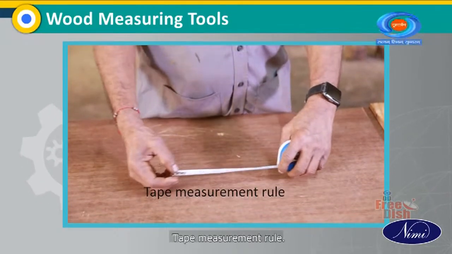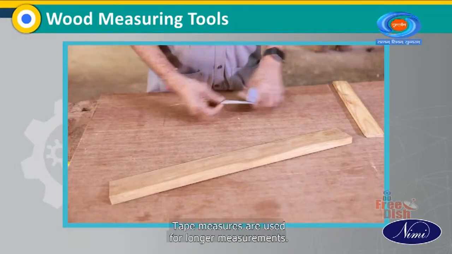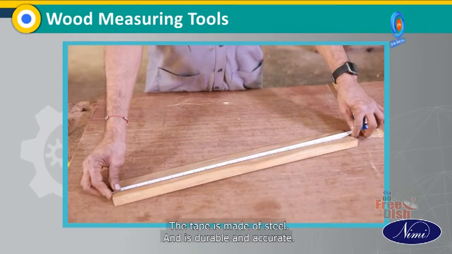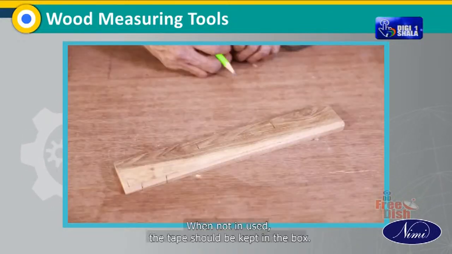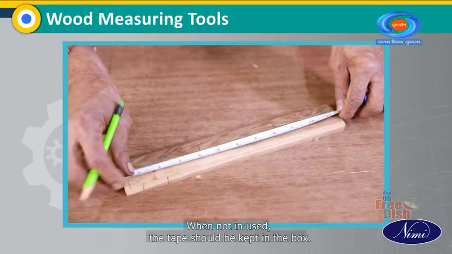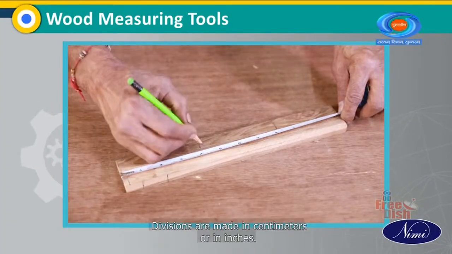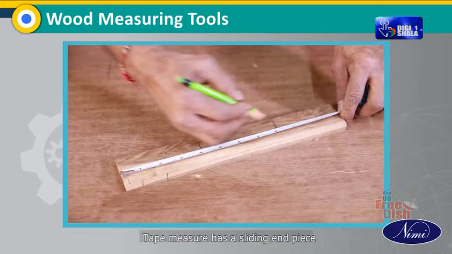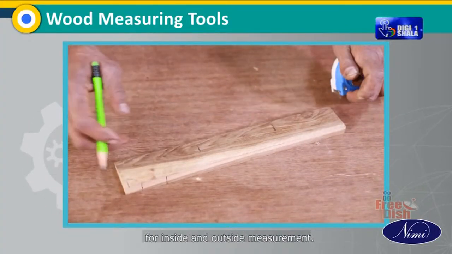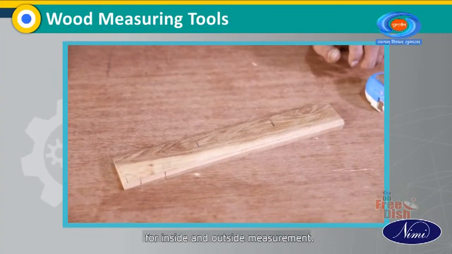Tape measurement rule. Tape measures are used for longer measurements. The tape is made of steel and is durable and accurate. When not in use, the tape should be kept in the box. Divisions are made in centimeters or in inches. The tape measure has a sliding end piece for inside and outside measurement.